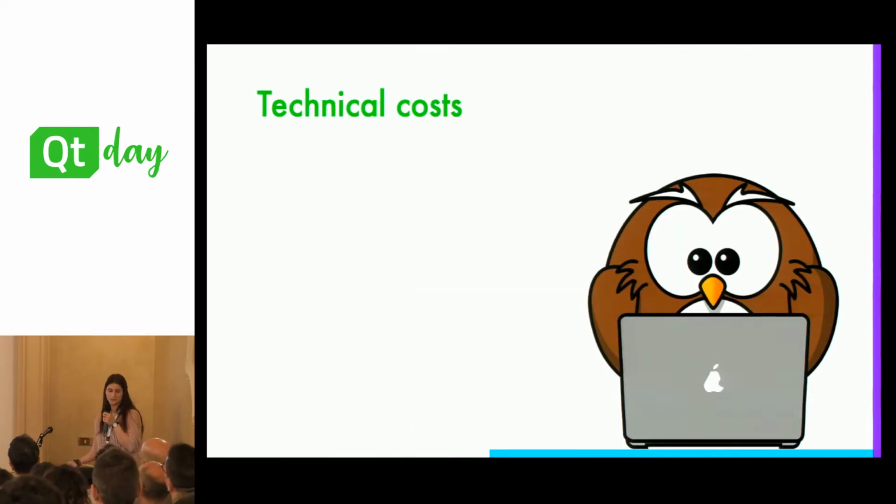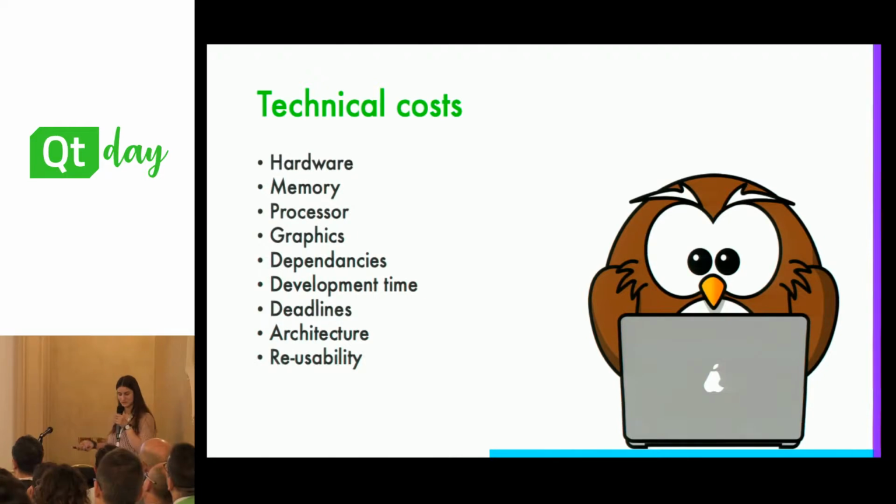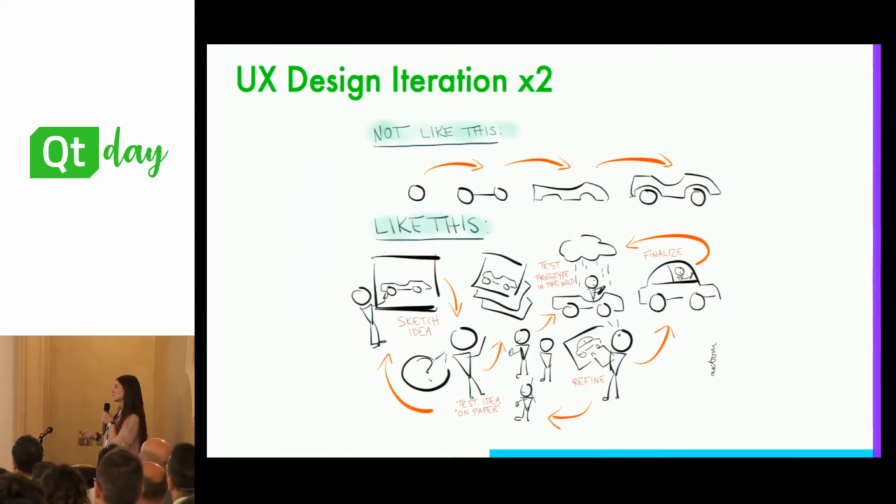So then, once again, we have to sit down and find out the cost on the hardware, memory, processor, graphics, dependencies, development time, deadlines, architecture, reusability, change request, etc. And we have actually one more design iteration, and those can be really many. So automatically, we know that as developers, we have to be very flexible. And the technology that we're going to choose has to be very flexible as well.